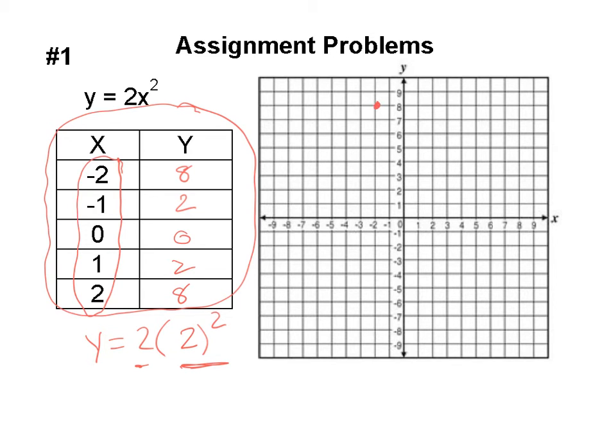-2, 8 is right here. -1, 2 is here. 0, 0, 1, 2. And 2, 8. See how we get this V shape? Connect all your dots into a beautiful V shape, put arrows on the end, and you're done with number 1.